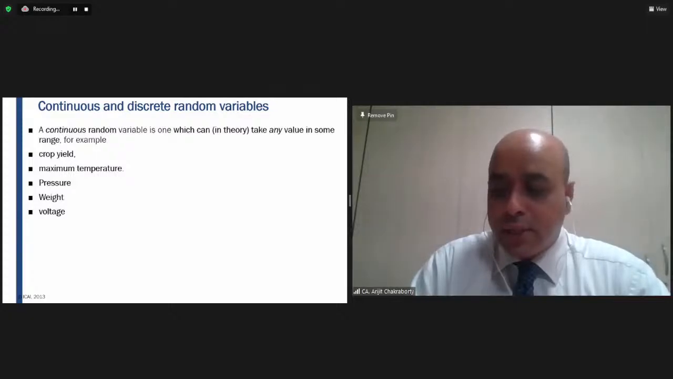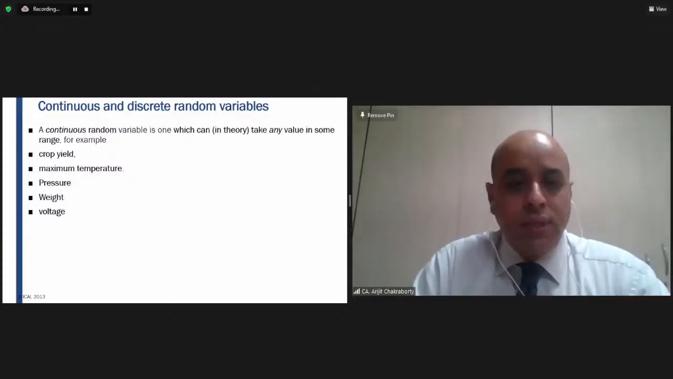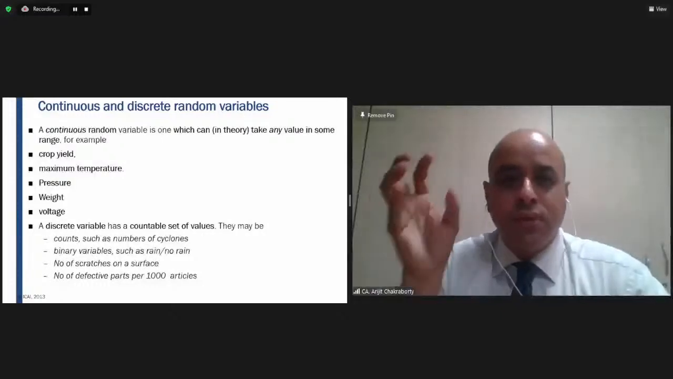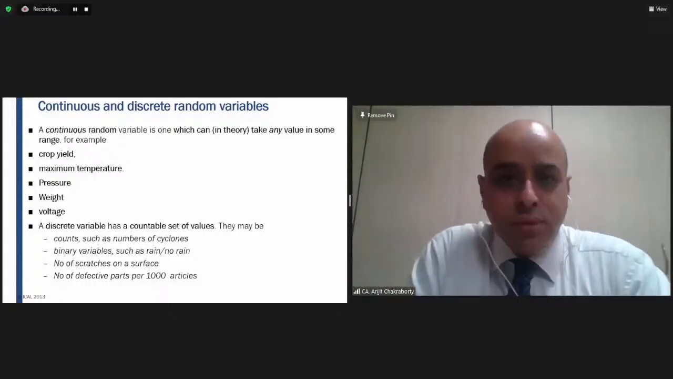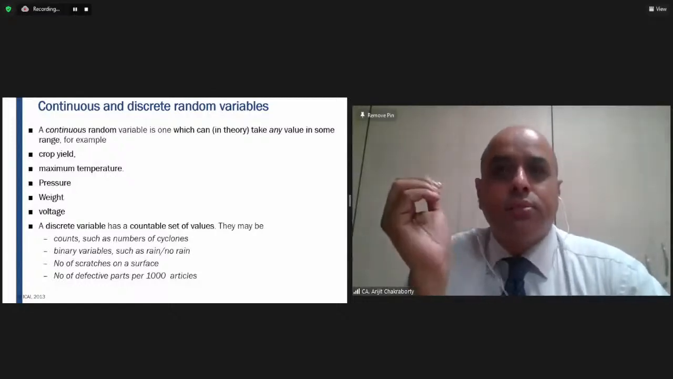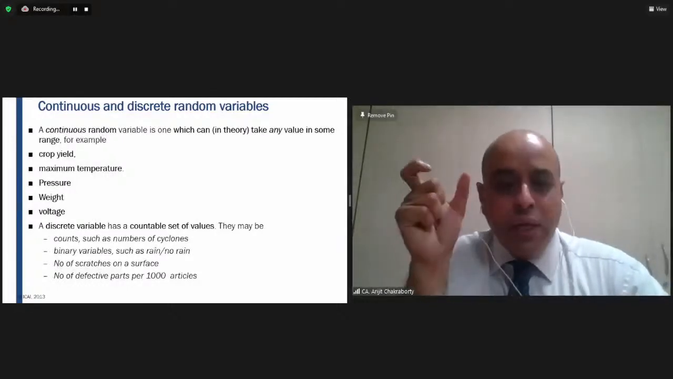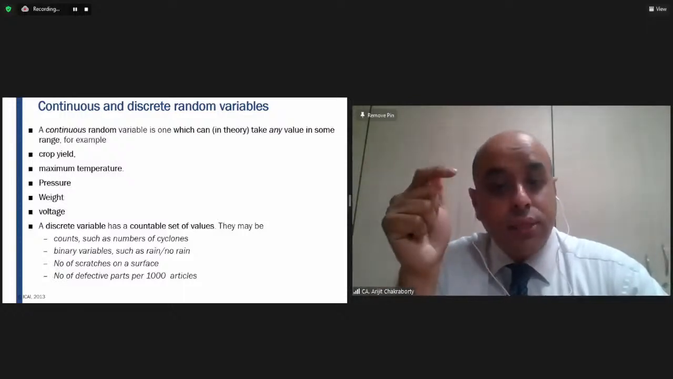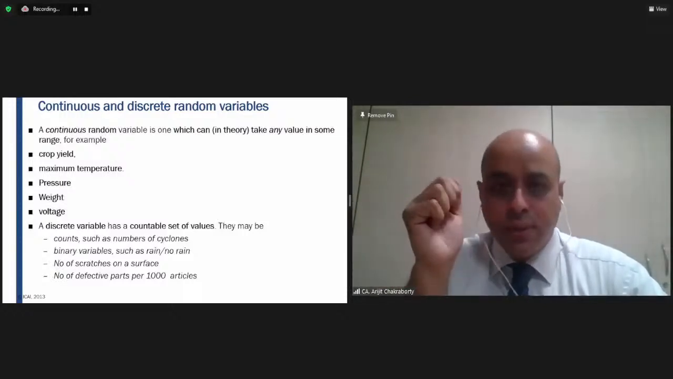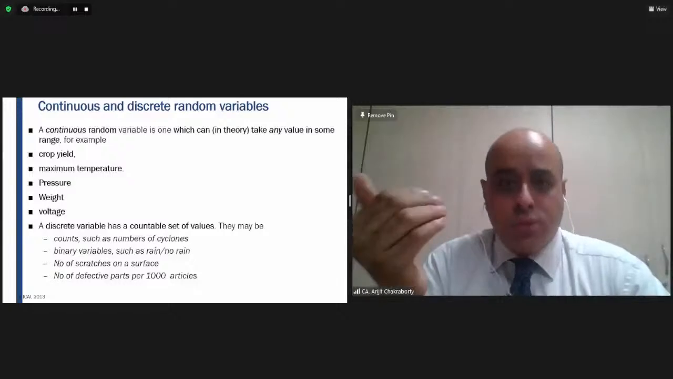Similarly, electric voltage can move up and down. So even voltage is an example of continuous random variable. Now, dear students, please see the definition of discrete variable. A discrete variable only has a countable set of values. That means it will be possible to count.